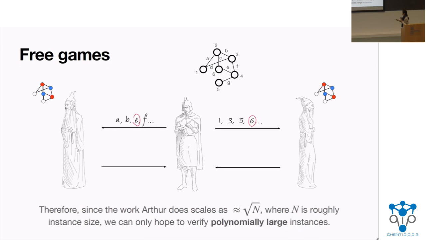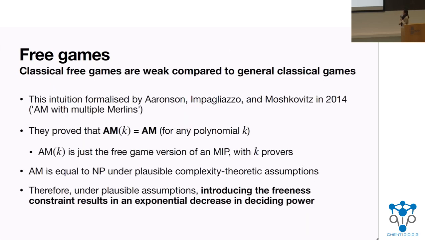Okay. So since the work Arthur does scales as root n, where n is roughly instance size, we can only hope to verify polynomially large instances of 3 coloring using this strategy, so we're sort of back to NP. And this intuition was formalized by Aronson, Impagliazzo, and Moshkovitz in 2014.